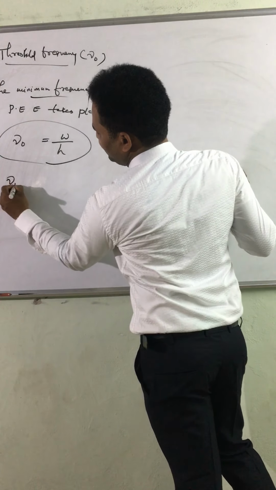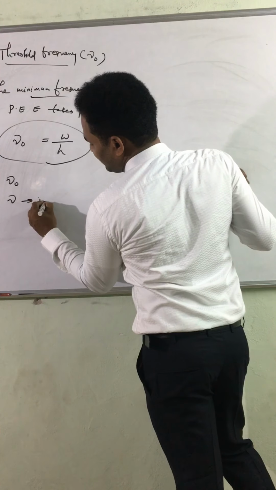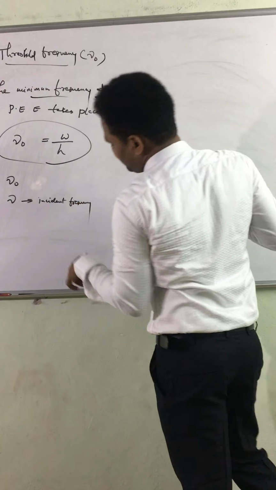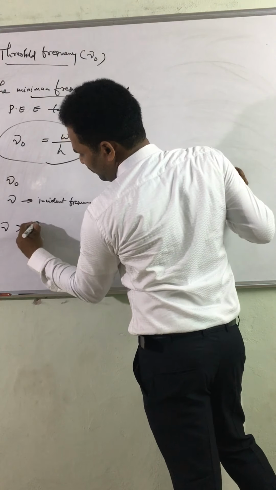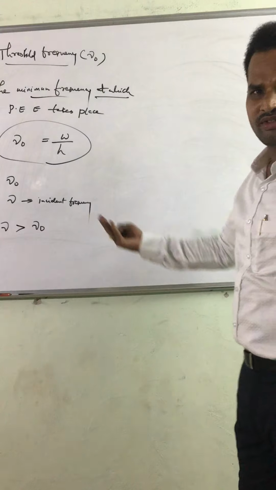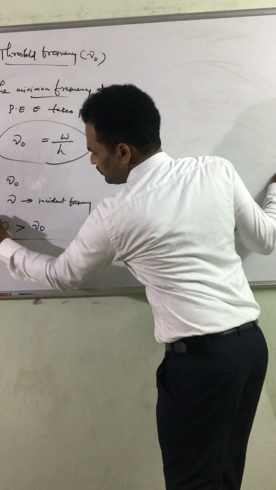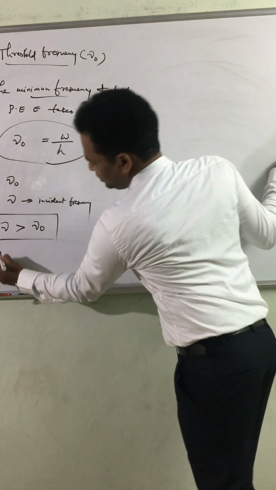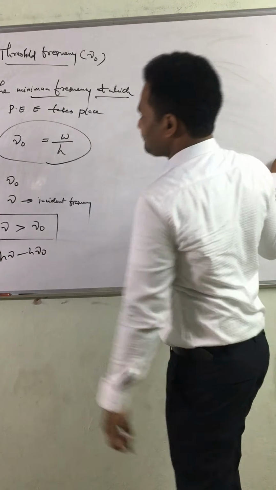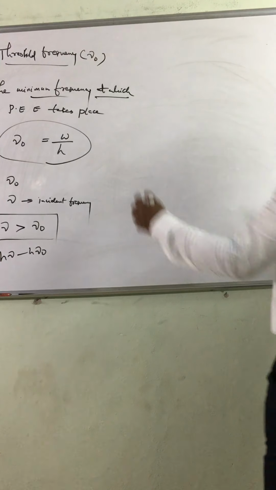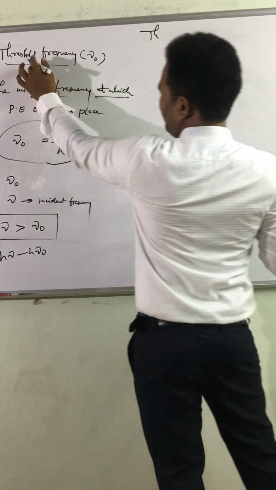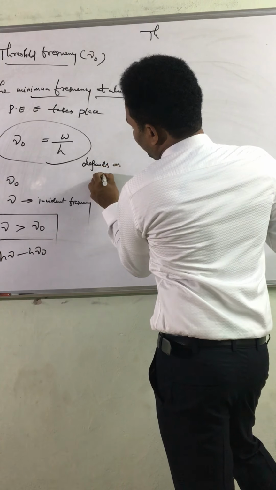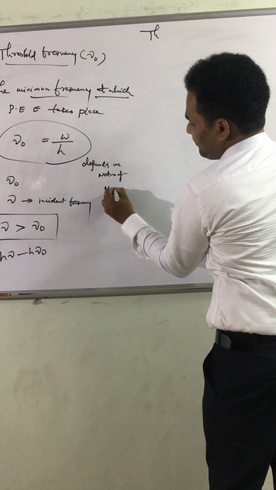Now threshold frequency nu naught and incident frequency nu, which one is more? Incident frequency is more, because if you are giving more frequency then only they have a chance to emit. So nu is greater than nu naught. Threshold frequency also depends on the nature of the metal surface.